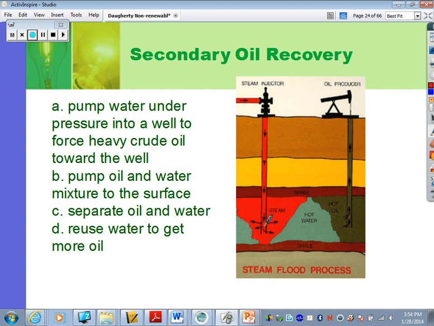That steam is going to then push that oil up into the well, and again you can just recycle the water over and over again. So again, you would use this technique, injecting steam down here, to pump oil up if it's not pressurized on its own.